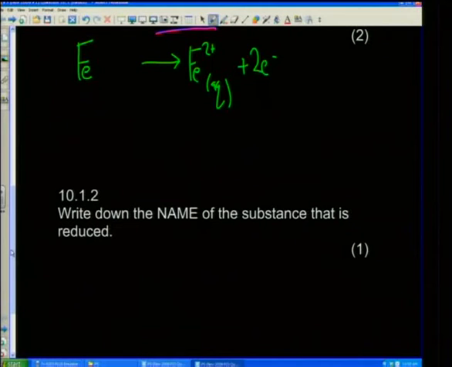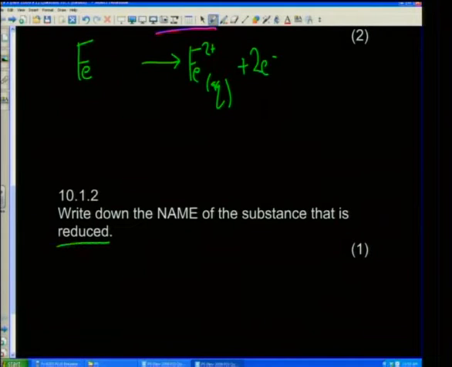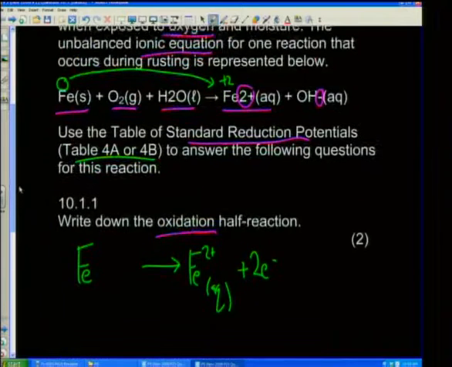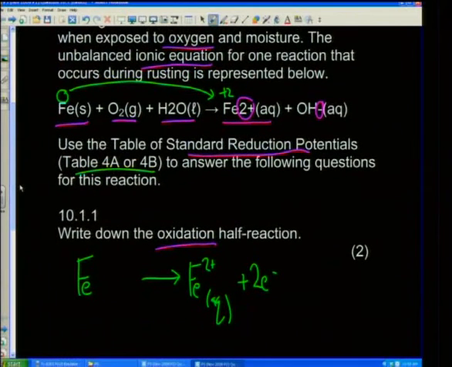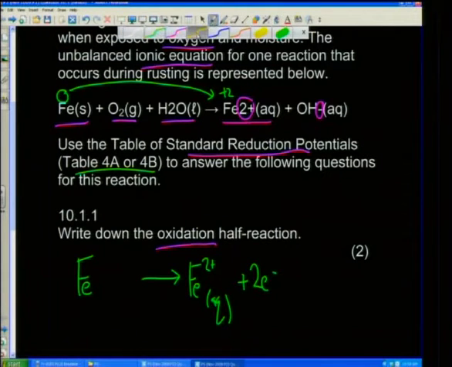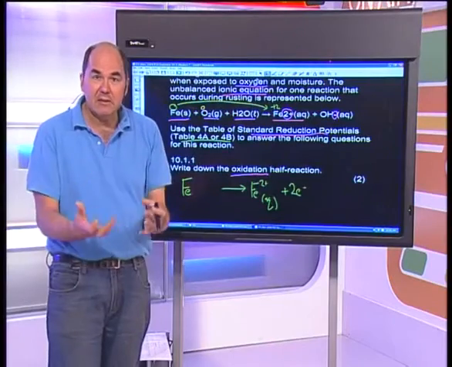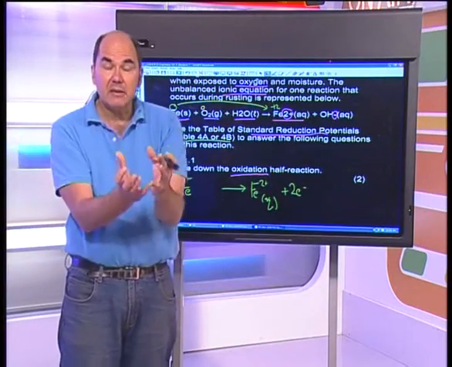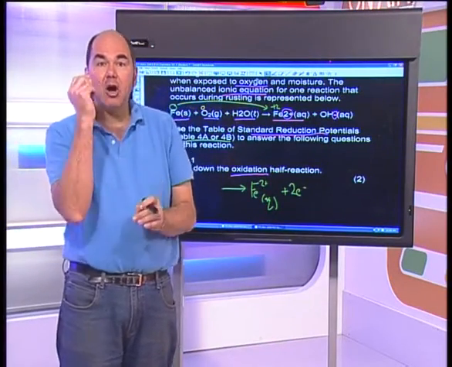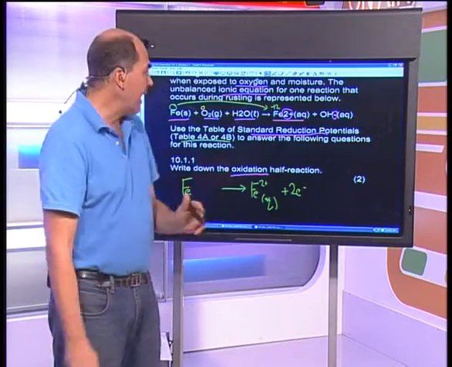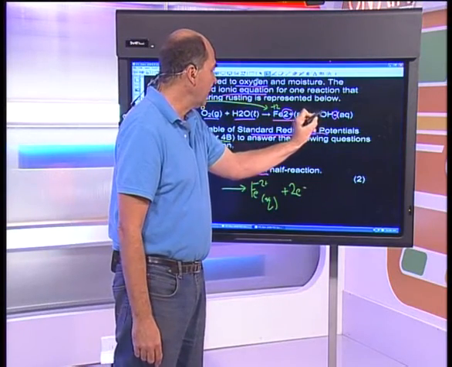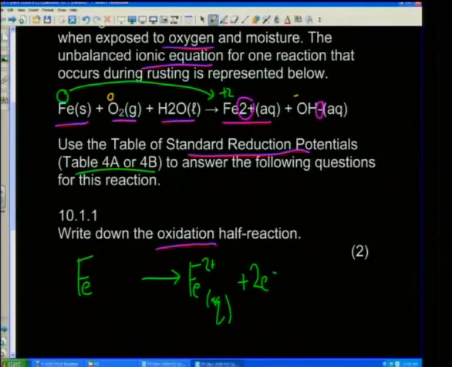Write down the name of the substance that is reduced. Okay, so let's go back to the equation, and we recognize here that we've got oxygen starting at 0. So I just want to change the numbers, because oxygen as a substance is an element. It's a neutral molecule. It has an oxidation number of 0. And it's forming oxygen over here. The only other thing that I can see here is oxygen, and it is at -2.